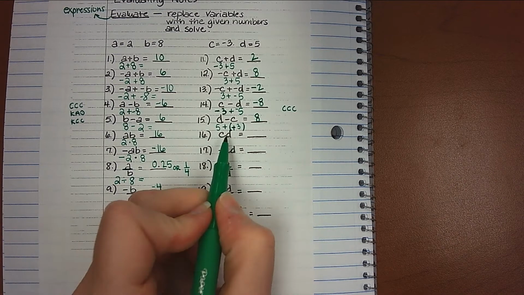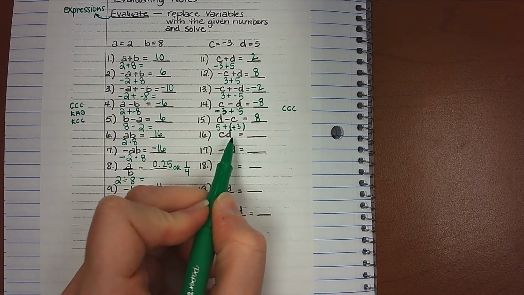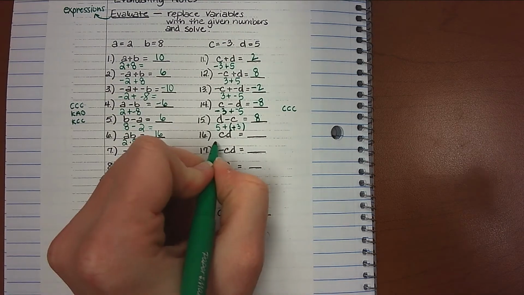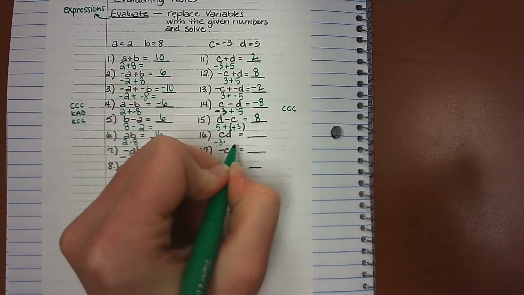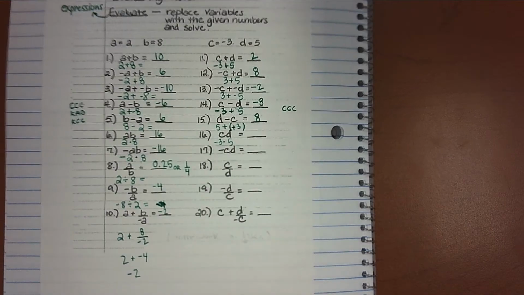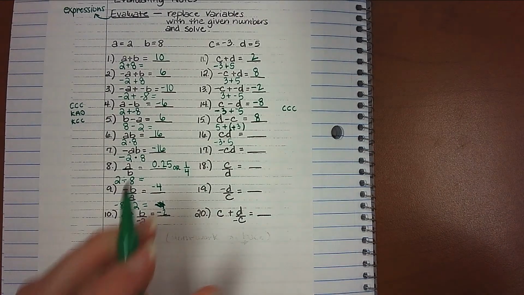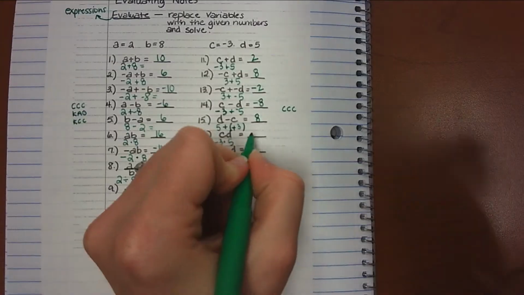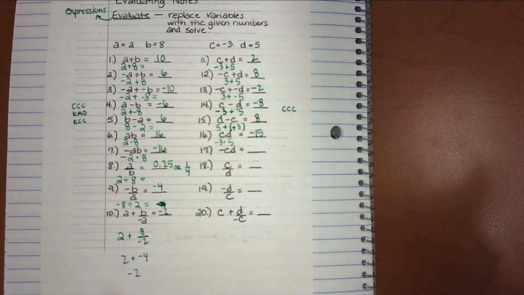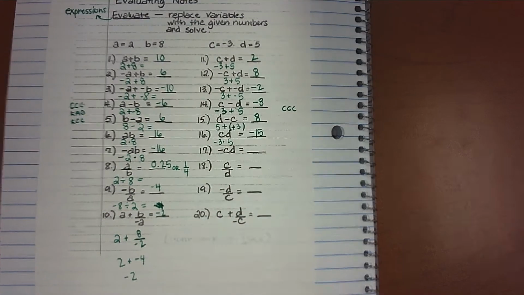So when C and D are next to each other, when we have variables next to each other, that means to multiply. In this case, C is -3 and D is 5, so we've got -3 times 5. Our multiplying and dividing rules tell us that if signs are different, our answer is going to be negative. And 3 times 5 is 15. So CD equals -15.